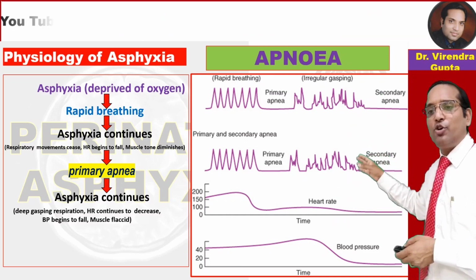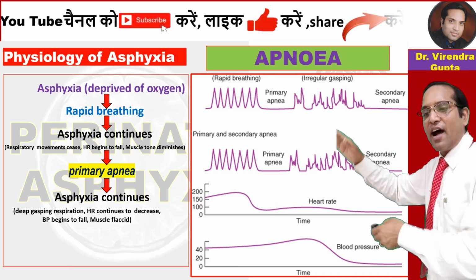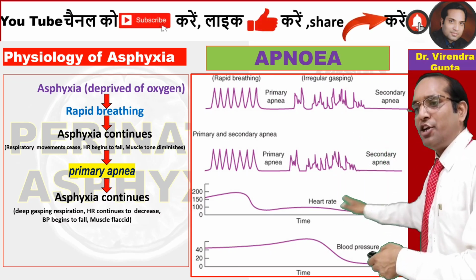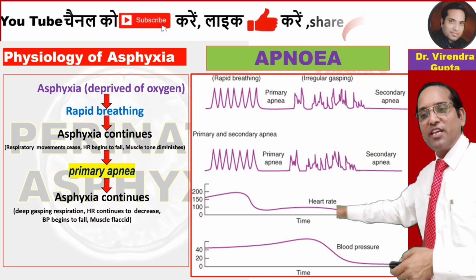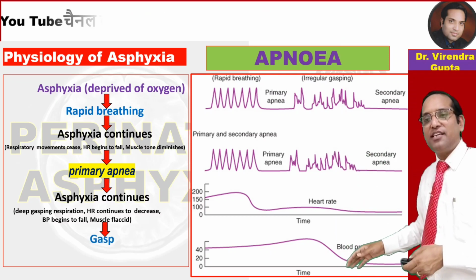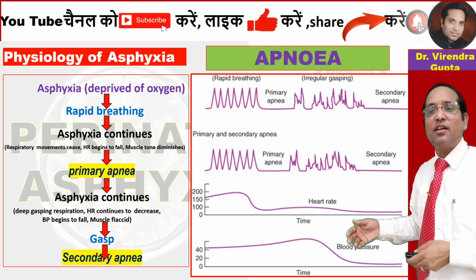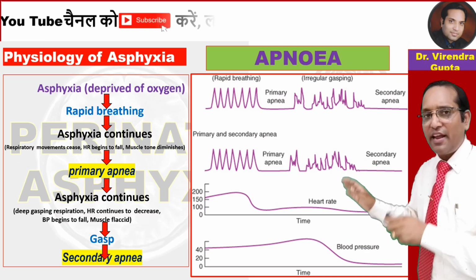If the asphyxia continues at this stage, you can see in this graph the up and down waves due to deep gasping respiration. Heart rate you can see here continues to fall, and muscle tone and BP also begin to fall, and the muscles are flaccid, which causes gasping, which ultimately leads to secondary apnea.